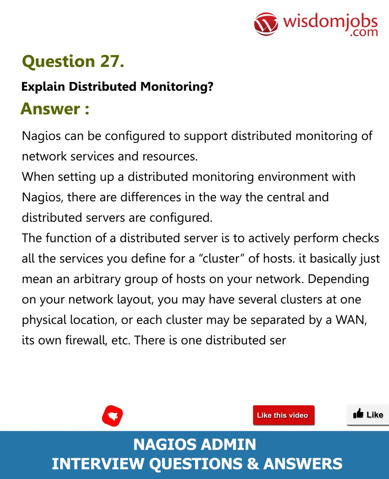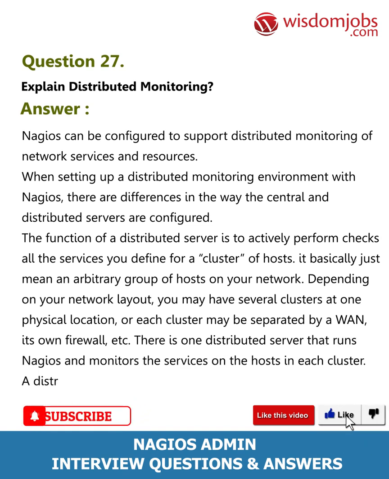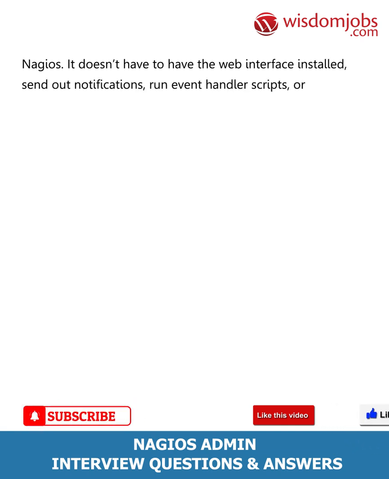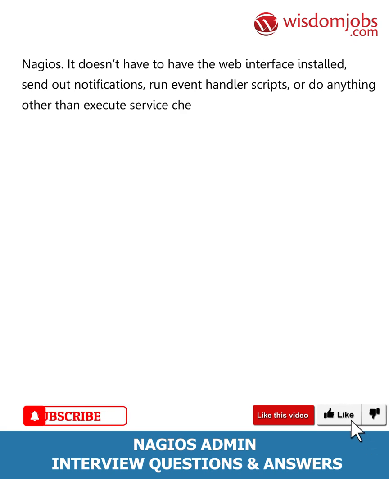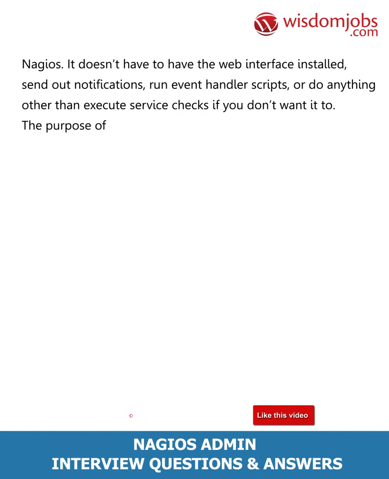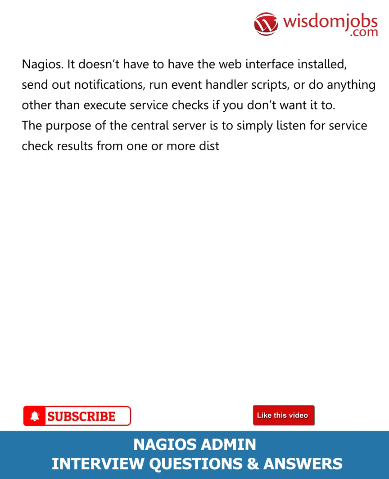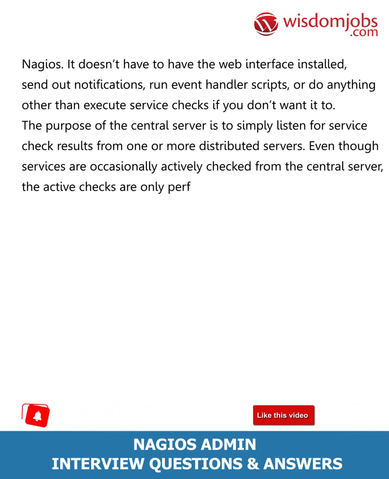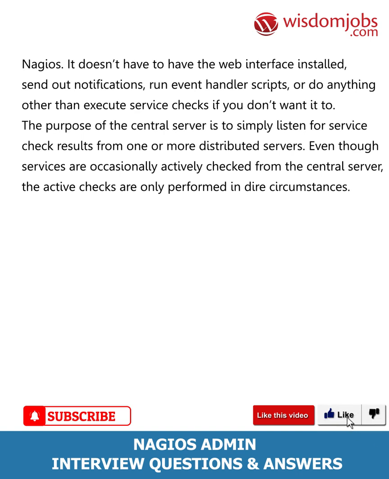There is one distributed server that runs Nagios and monitors the services on the hosts in each cluster. A distributed server is usually a bare bones installation of Nagios. It doesn't have to have the web interface installed, send out notifications, run event handler scripts, or do anything other than execute service checks if you don't want it to. The purpose of the central server is to simply listen for service check results from one or more distributed servers. Even though services are occasionally actively checked from the central server, the active checks are only performed in dire circumstances.